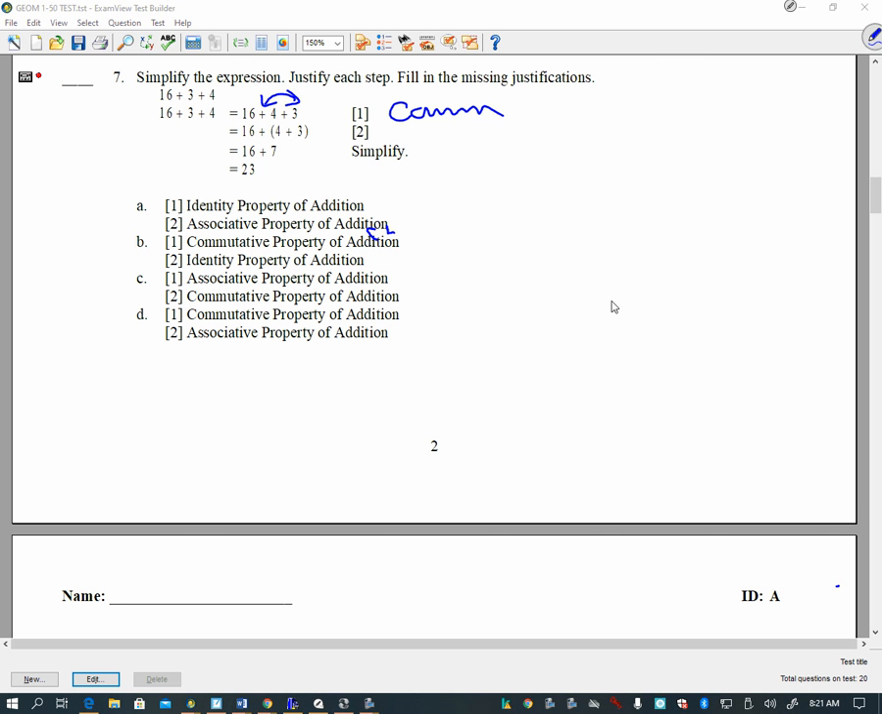And then down here, they kept it in the same order but they put in parentheses. What do we call it when we put in parentheses around a certain section? Associative property of addition. So we need commutative property and associative property. Shouldn't be too hard, but we do need to know what they're called.